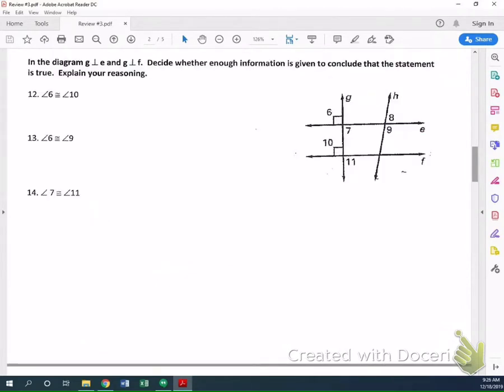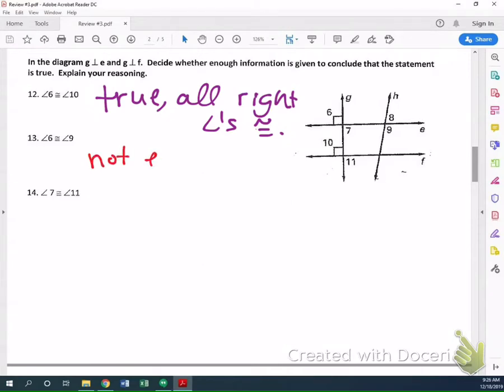All right, this next one, the directions say that line G is perpendicular to line E. Line G is also perpendicular to line F. We are asked if these statements are true or if we don't have enough information. So angle 6 and angle 10 are congruent. That's true because all right angles are congruent. Next, angle 6 and angle 9, we don't have enough information because we don't know anything about the measure of angle 9.